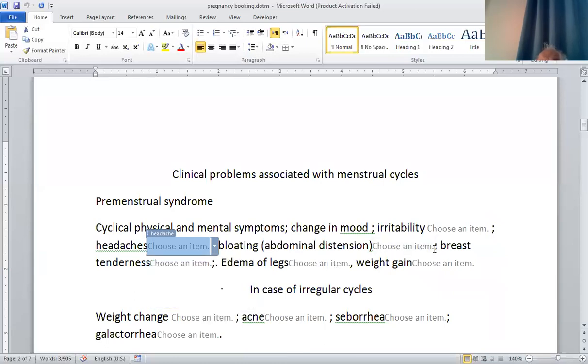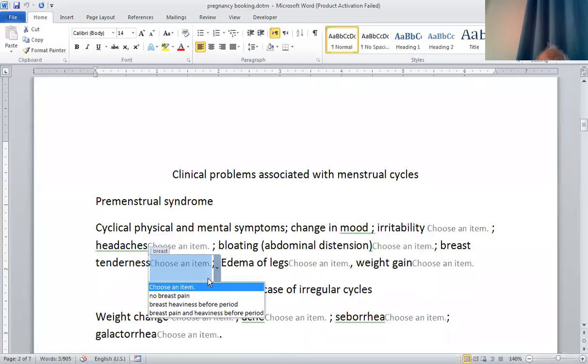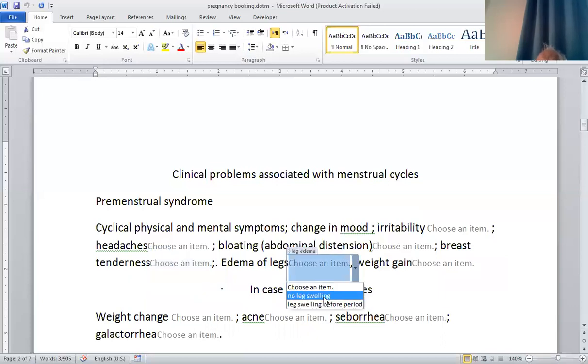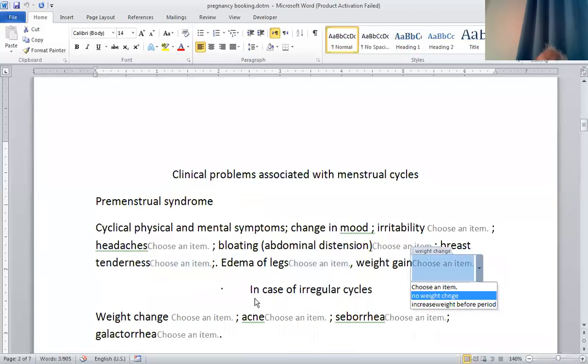We ask about abdominal distension, whether she has abdominal distension and discomfort or not. We ask about breast symptoms: she has no breast pain, or she has breast heaviness before the period, or breast pain and heaviness before the period. She has noticed swelling before the period or not. She notices weight gain before the period or not.